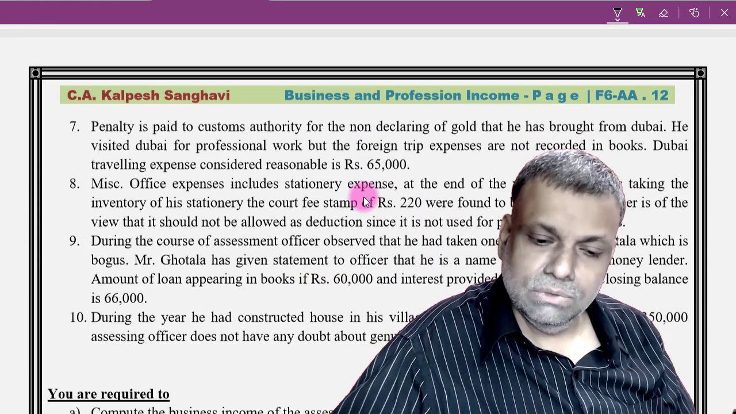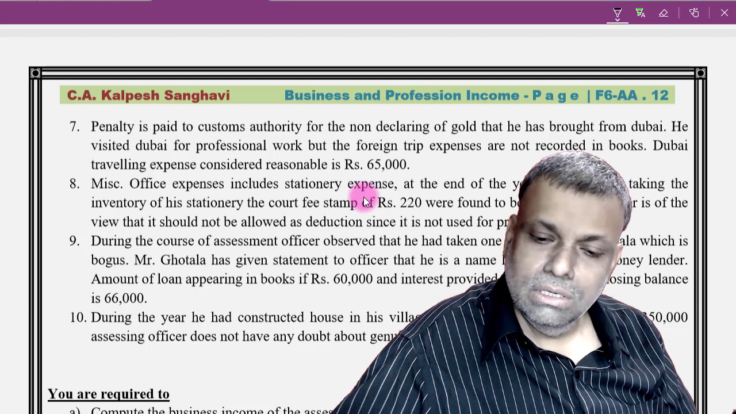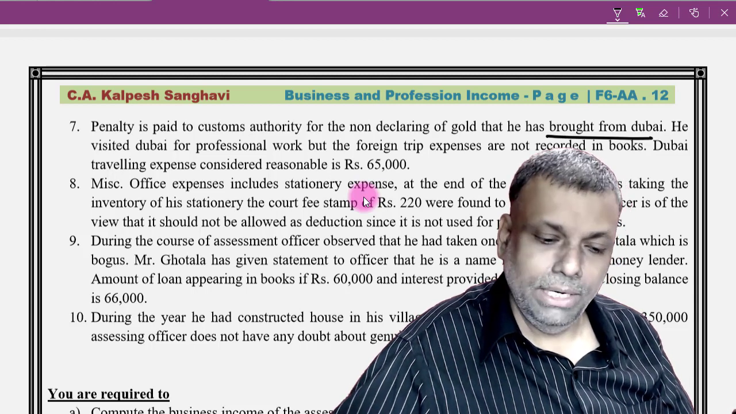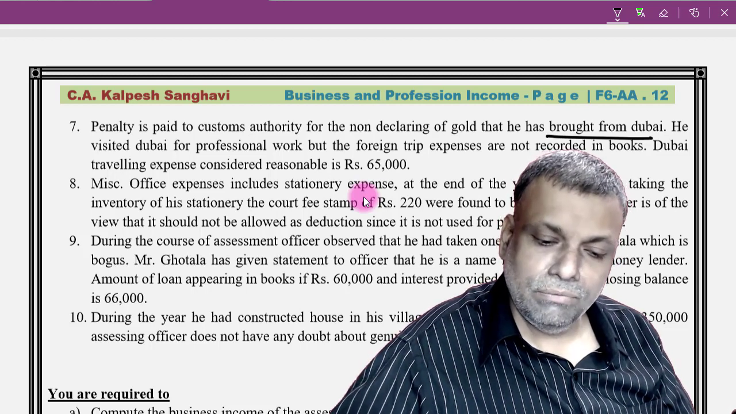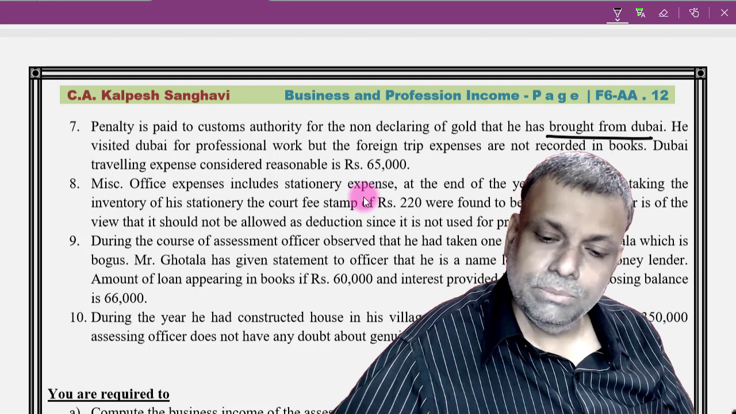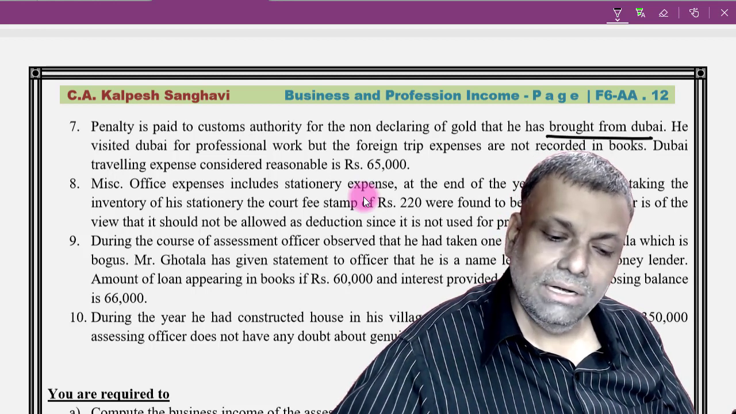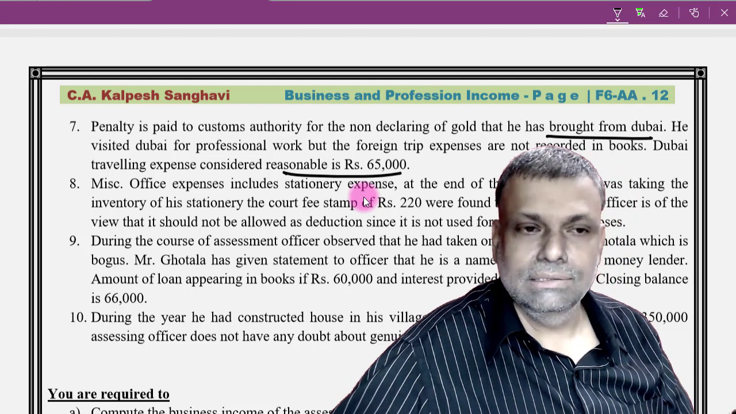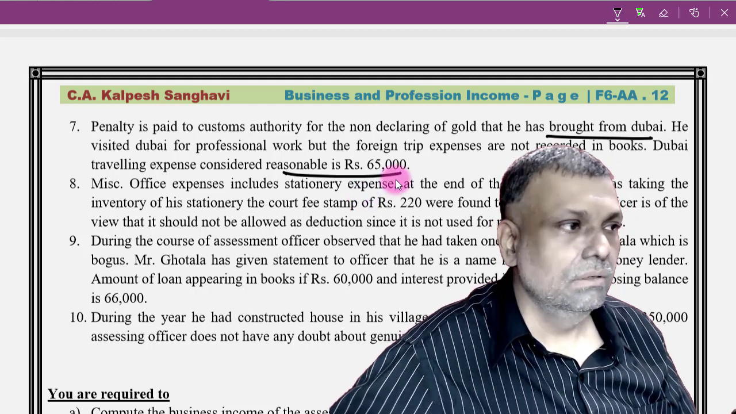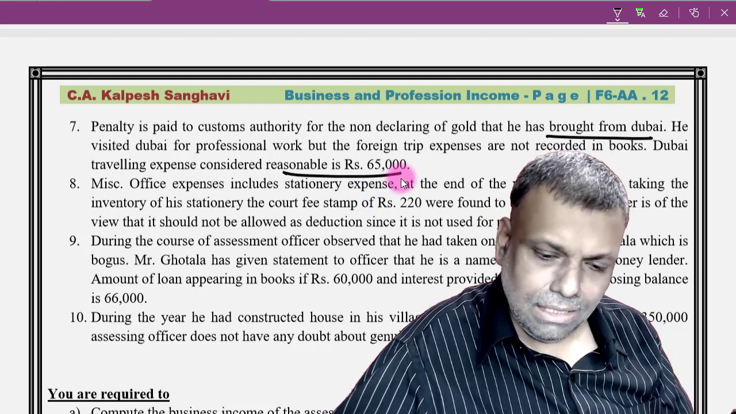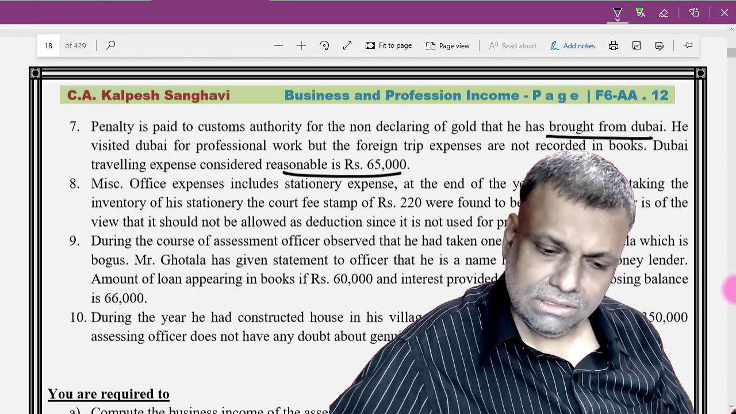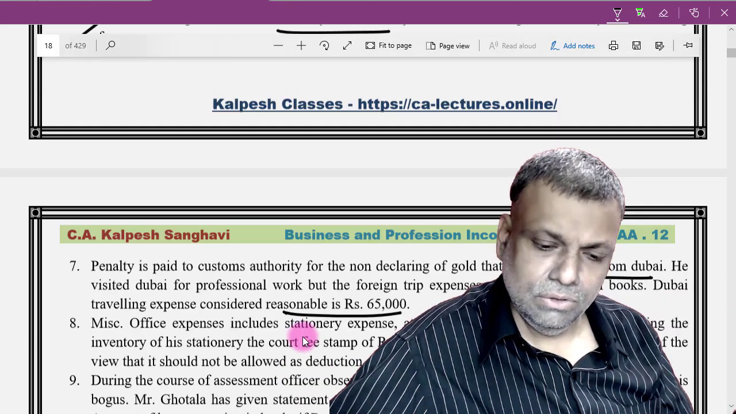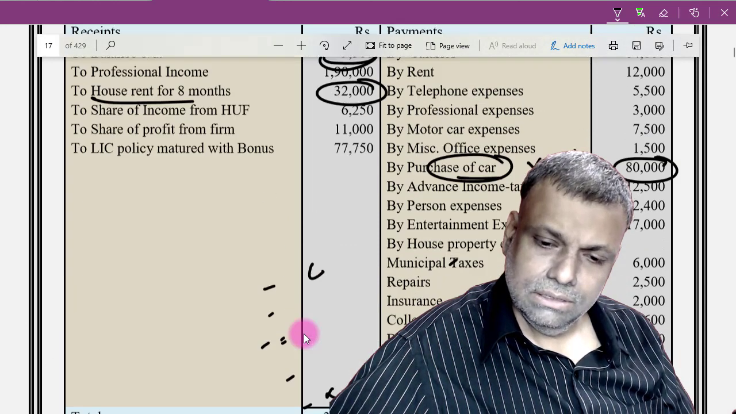Further, point 7. Penalty is paid to the customs authority for not declaring the gold. It was brought from Dubai. He visited Dubai for professional work, but foreign trip expenditure is not recorded. The Dubai traveling expense considered reasonable is 65,000 rupees. Now, first of all, what data is already available to us in the form of a Dubai trip? Let me check in the question.